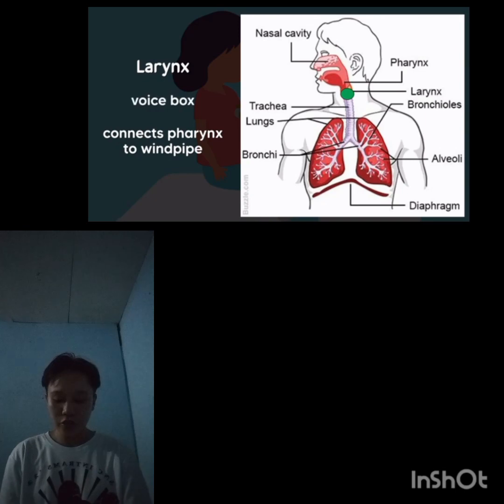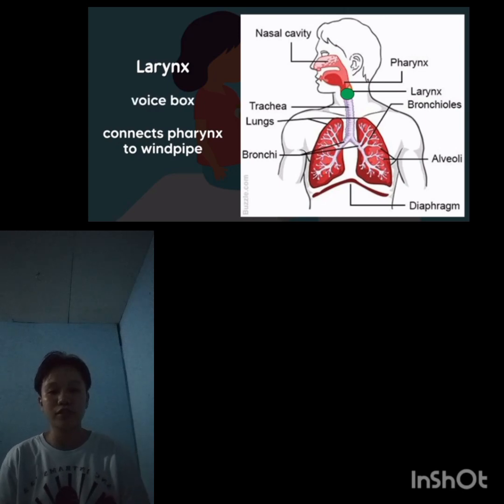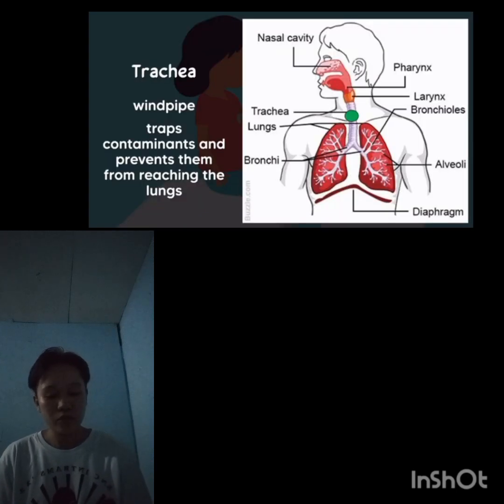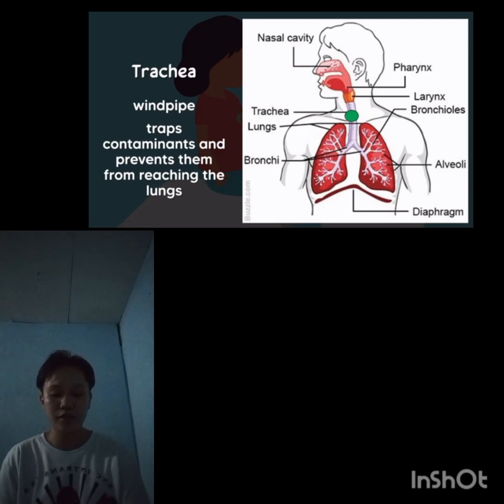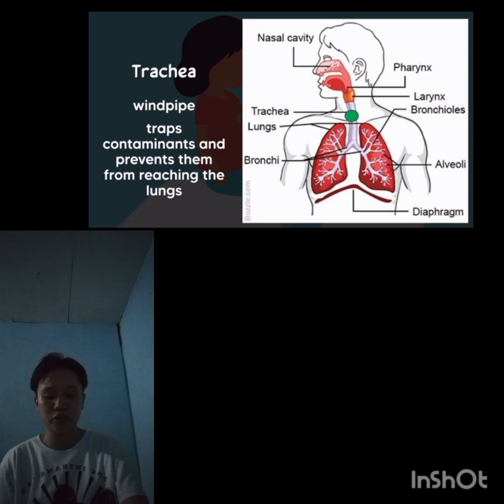So after the pharynx, the air molecules pass through the larynx, a short airway that connects the pharynx to the windpipe. So larynx is also known as the voice box. So after the air passes through the larynx, it will now go through the trachea. So trachea or windpipe. So the trachea is lined with hair and tissue to trap dust and contaminants and prevent them from reaching our lungs.